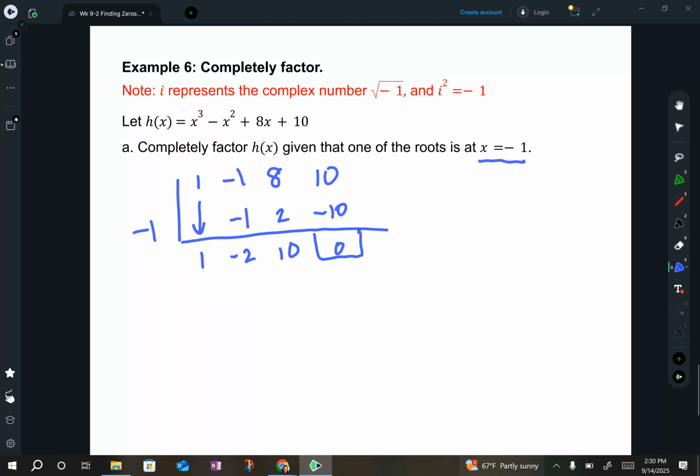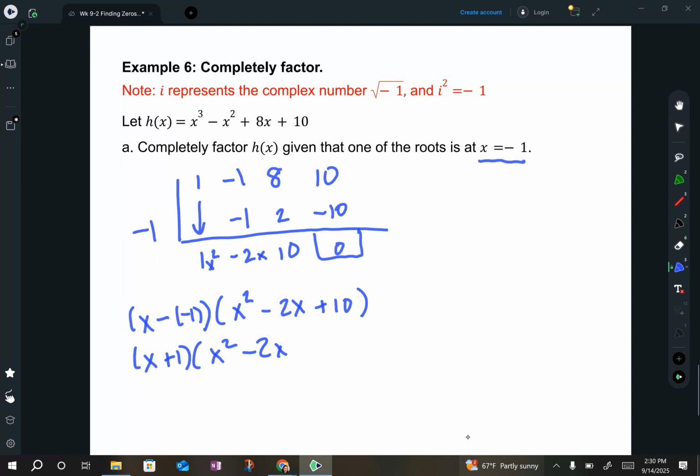If you're dividing by something you know is a root, you have to get a 0 remainder or you did something wrong. So this polynomial is x minus our root, -1. That was what we divided by, and we get x squared minus 2x plus 10. So let's rewrite this as just x plus 1, because that's easier to look at, times x squared minus 2x plus 10. So now we can try to factor.